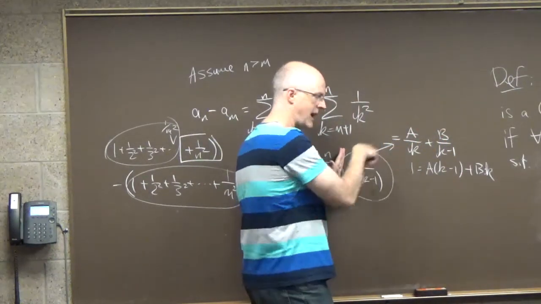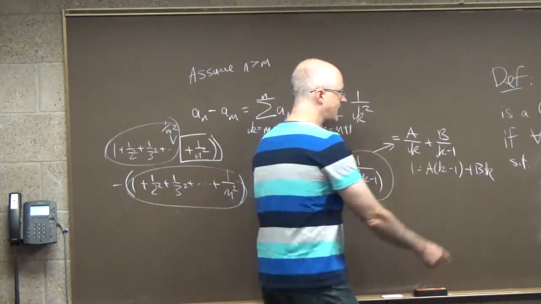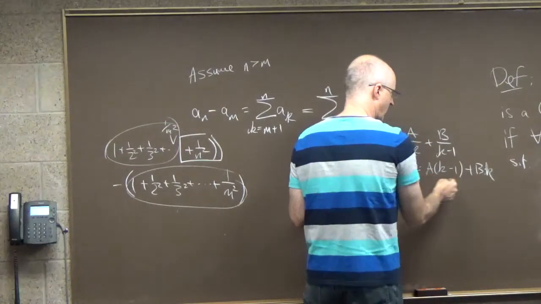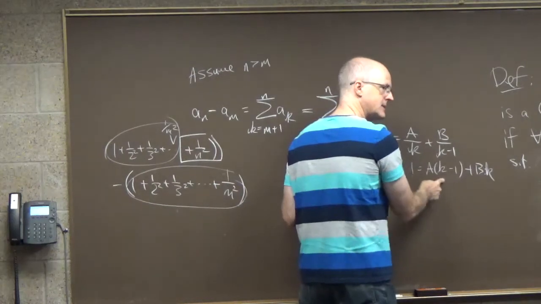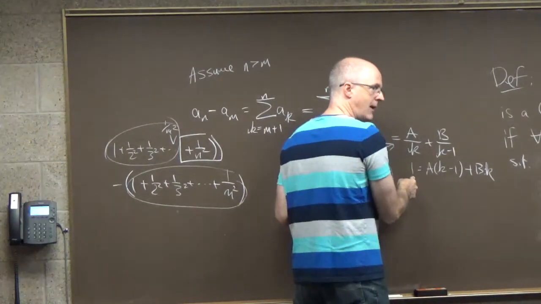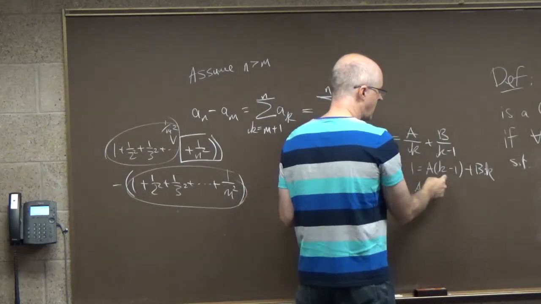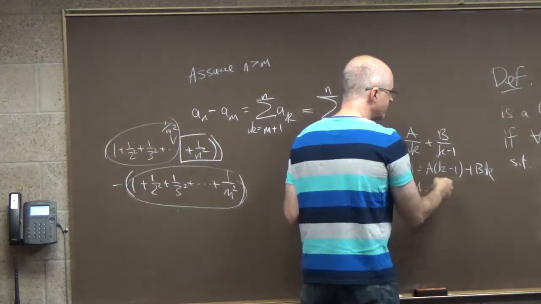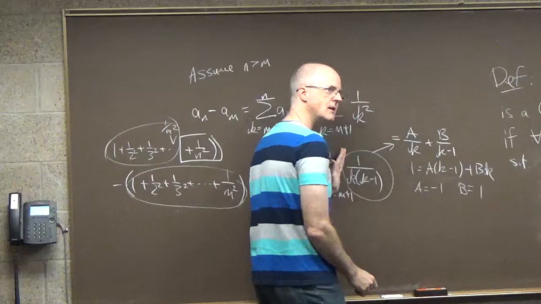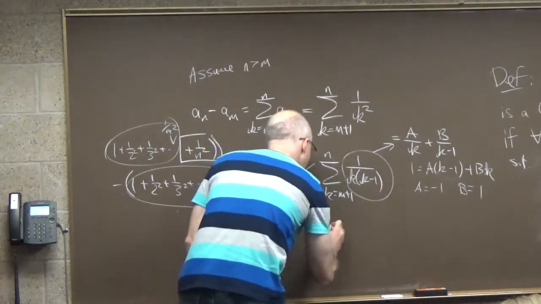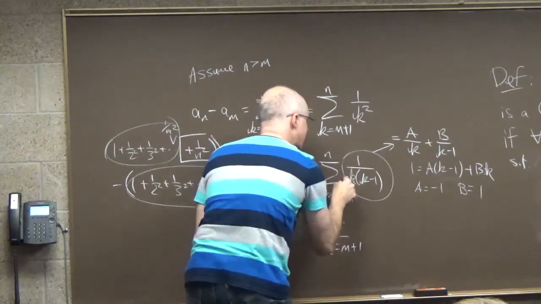Just focusing on these fractions here, I multiplied both sides by k times k minus 1. If k is 0, this term goes away and this becomes a times -1. To make that equal 1, a would have to be -1. And if k is 1, this term goes away. You're left with b times 1 equals b, so b would have to equal 1 to make it true. So what this means is I can now replace that fraction with that.